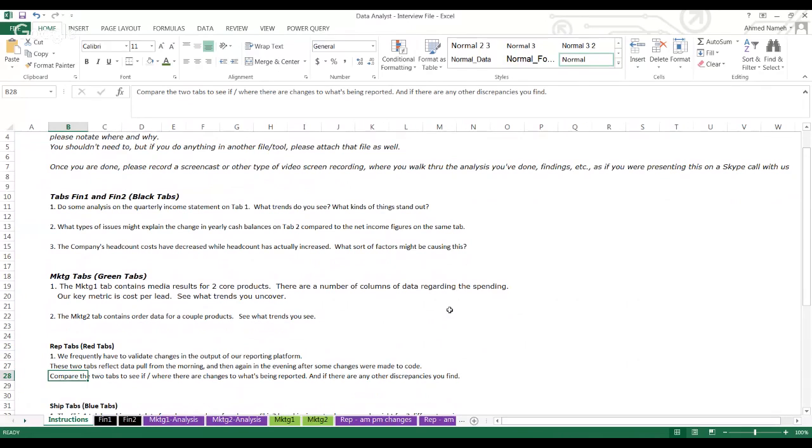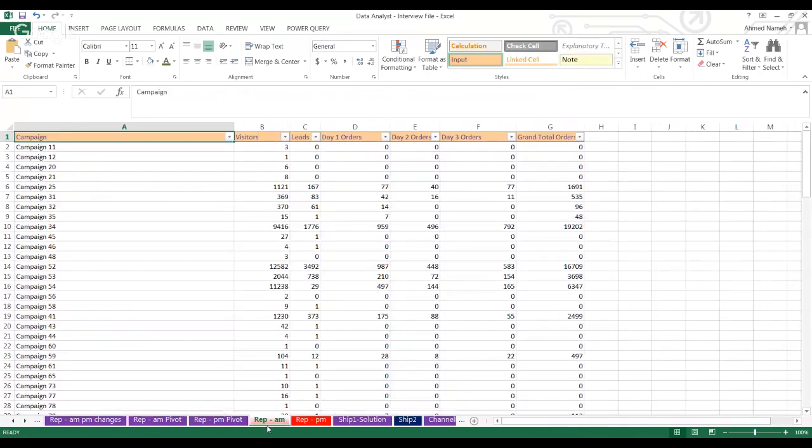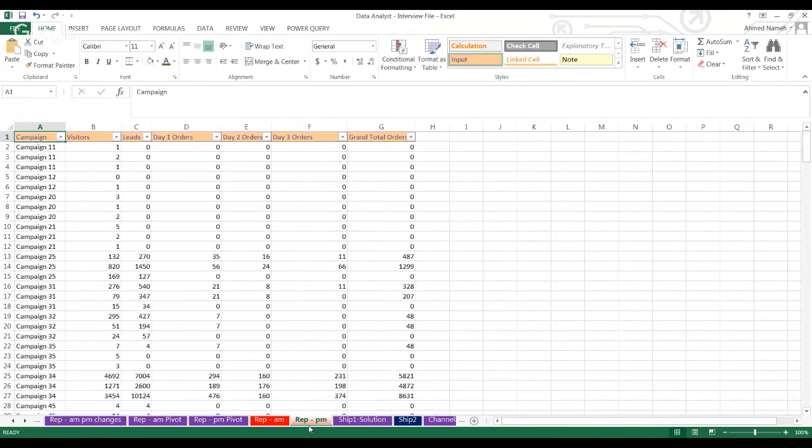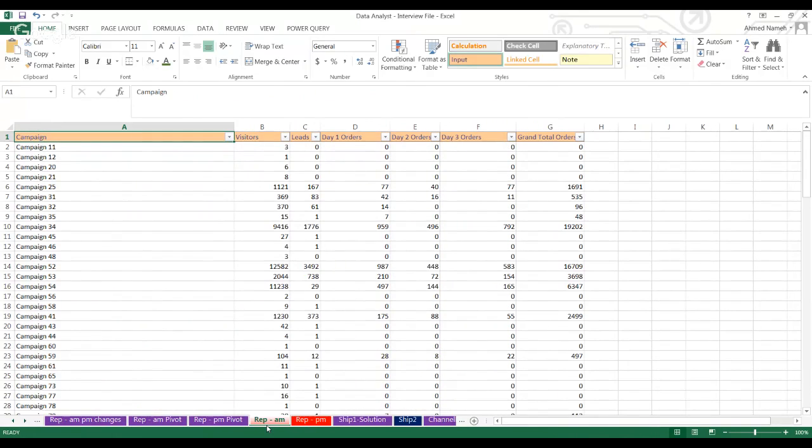So compare the two tabs to see where there are changes to what's being reported, and if there are any other discrepancies that you find. So here are the two rep tabs, and essentially information was pulled in the AM. It was pulled again in the PM because of some issues or discrepancies that came about. And the point of the exercise is to outline what those changes were.